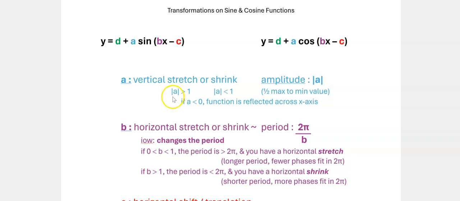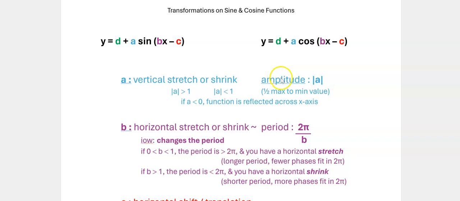If the absolute value of a is greater than 1, so it would be like 2 or negative 2, or 4, or 1.5, or whatever, then it's going to stretch the graph. If the absolute value is less than 1, that means it's going to be a fraction between 0 and 1, or a negative fraction between negative 1 and 0, then it's going to shrink the graph.